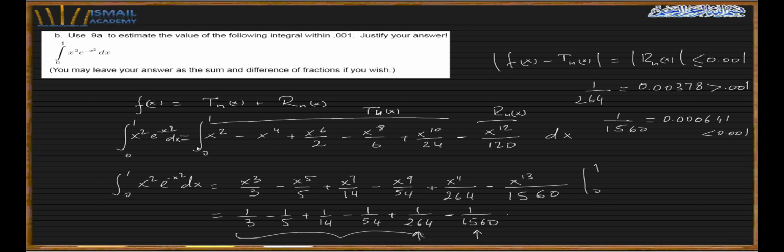So the answer here will be equal to 1 over 3 minus 1 over 5 plus 1 over 14 minus 1 over 54 plus 1 over 264, and my justification is that the remainder here is equal to the absolute value of 1 over 1560, and this is less than 0.001. So this is my justification, because the remainder is less than 0.001, and this will be my right estimation for that question.